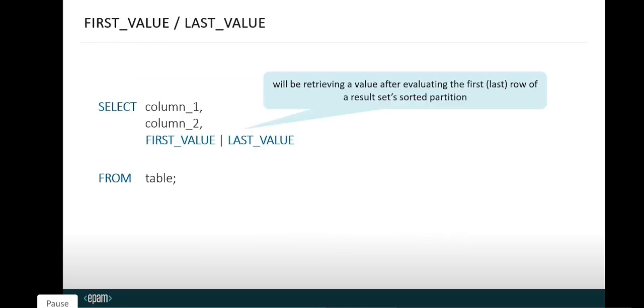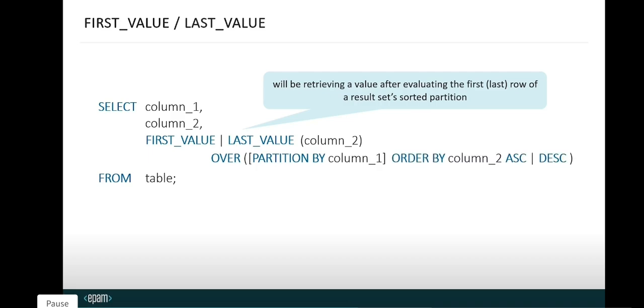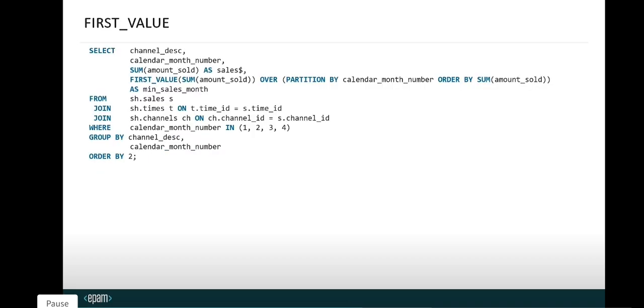The functions first value and last value return the first and the last value in the window. As a parameter, they take a column whose value should be returned. Then the keyword over comes. The partition by clause is optional, while the order by clause is obligatory.